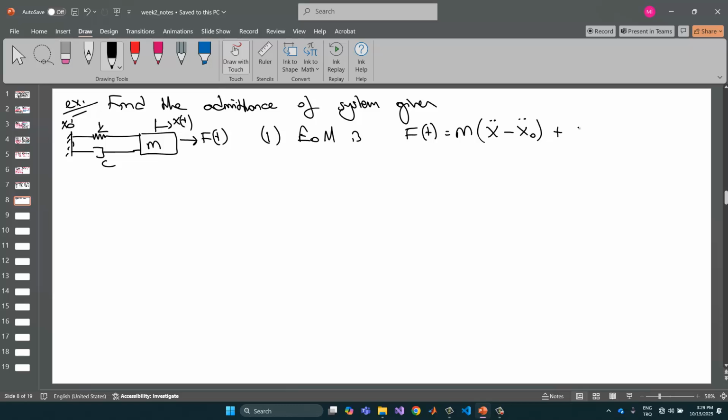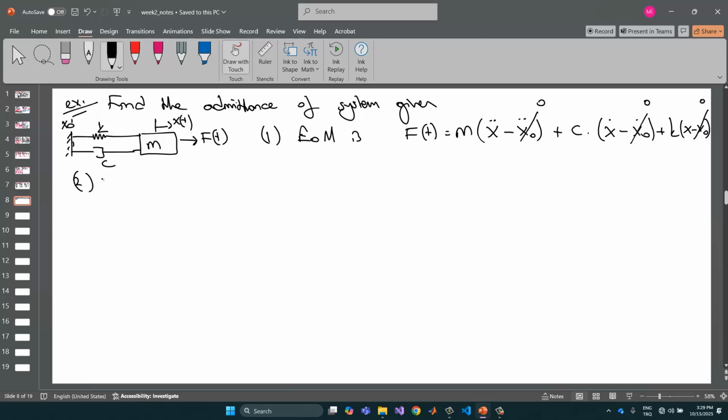And what about this one? C times x dot minus x0 dot, right? And K times x minus x0, right? This is the equation of motion of these terms. But in this case, if x0 is fixed, then this is 0, this is 0, and this is 0, right? Okay.